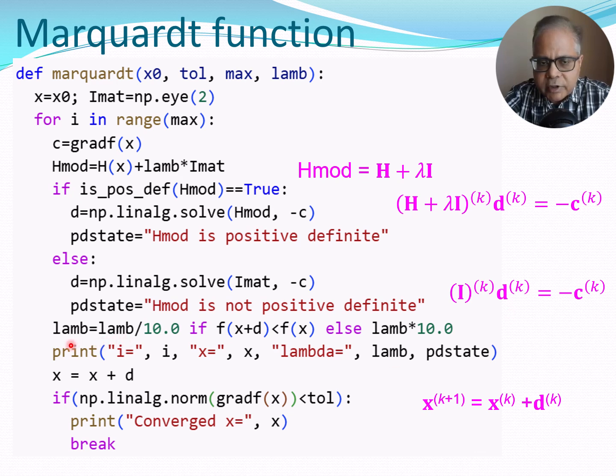Then, depending on the particular case, if f of x plus d is less than f of x, I divide lambda by 10, or otherwise I multiply lambda by 10. Then I print out the values of i, x, the design vector, lambda, and also whether H mod is positive definite or not, and then I update the design: x is x plus d. So this is the update here. I will declare convergence when the norm of the gradient vector becomes less than the tolerance. Remember, tolerance is the small number I sent in here, and then I print converged x is x and break out of this for loop.